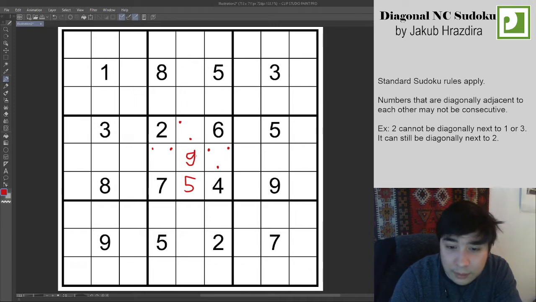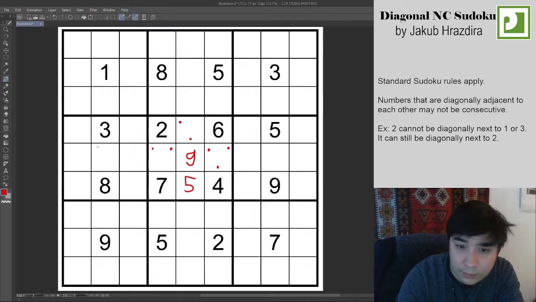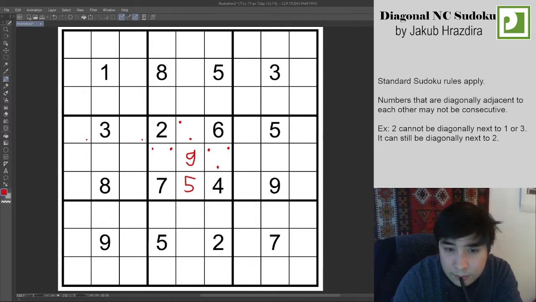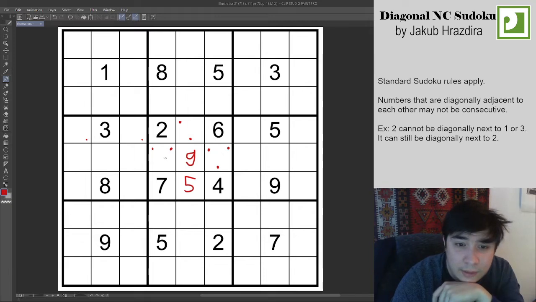Let's see where this 9 can take us. With this 9 here, we do have 2 fixed positions here. That's not a lot. I'm trying to see where else the diagonal constraint fits in here.